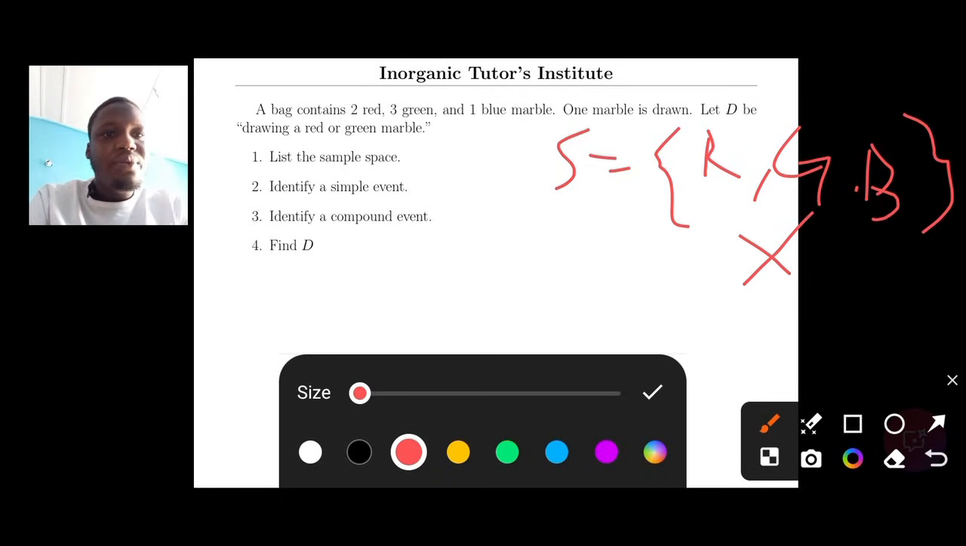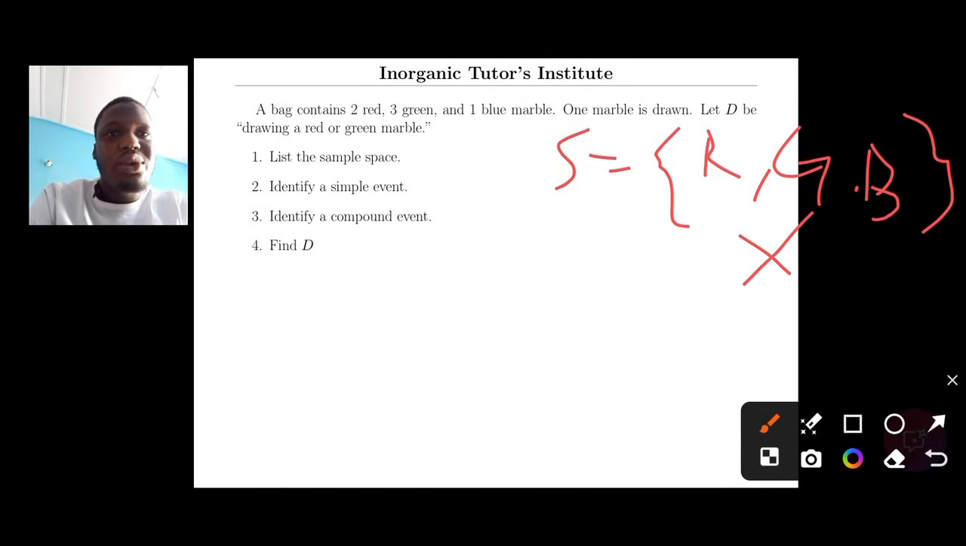Although you can either get a red or a green or a blue, that's the situation or the outcome that you get. You either get a red marble or a green marble or a blue marble. That's the situation. But we do not write it like this. We treat each marble distinctly.